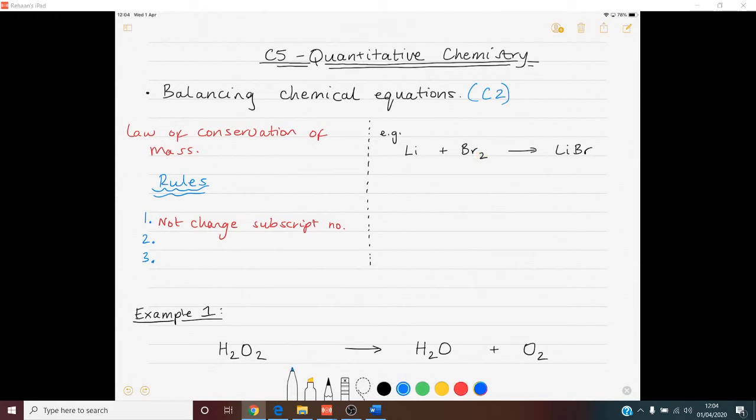The only thing you're allowed to change is something called the coefficient. That's a fancy way of saying the large number that usually goes in front of a formula in an equation. For example, if I threw a 2 over here or a 3 over here, these are referred to as coefficients. They're quite important. We'll come back to them much later on.